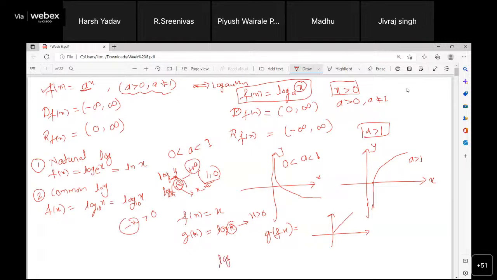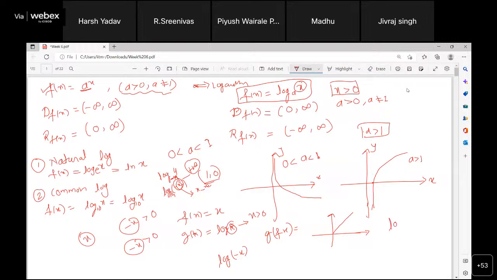Say log to any base of minus x is your function. So what is the condition? Minus x should be greater than 0, which means x can take negative values, and then it will become positive. The output should be positive, x can be negative. So in this case, minus x has to be greater than 0.